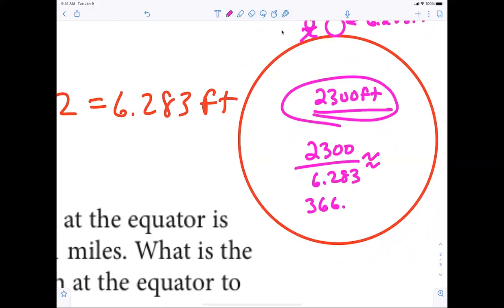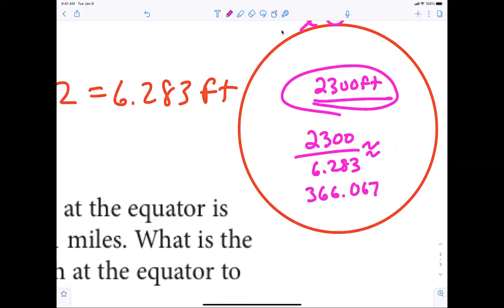I got 3.0067. Okay, and then what you wouldn't say, you would say revolutions. 366 revolutions. That's how many times it would go around, I think.